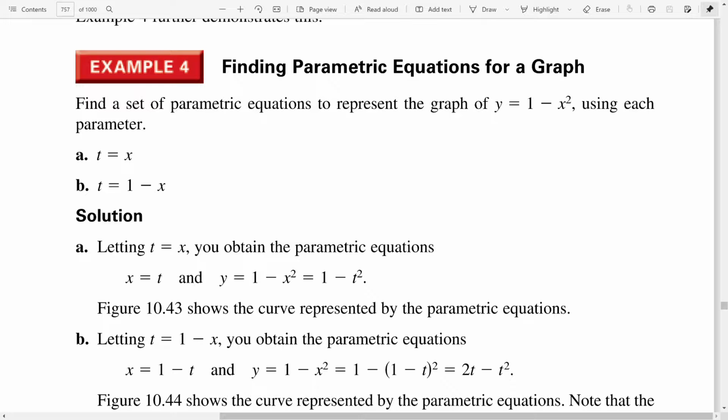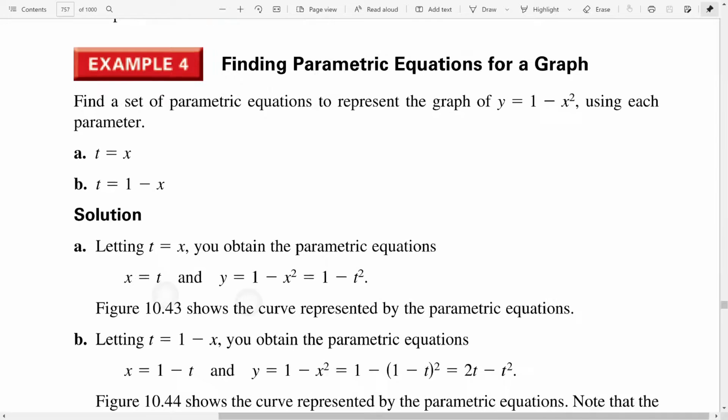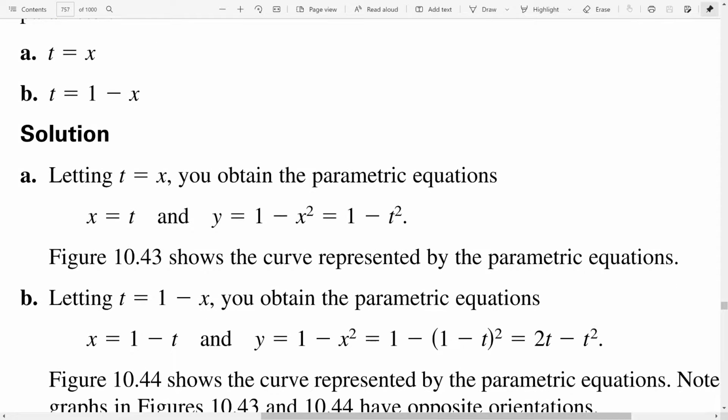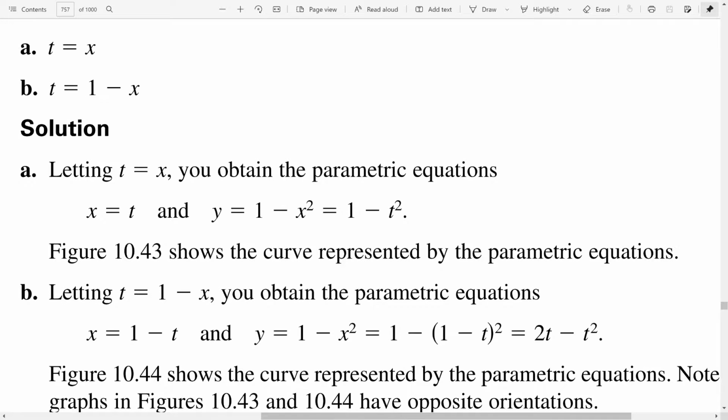equals 1 minus x. So if you notice, in the first one, if t is equal to x, then we know that x is equal to t. And then all we have to do is substitute t for the x's in our rectangular equation. So 1 minus x squared becomes 1 minus t squared. And then from there, there's nothing else to simplify, right? So those would be your two parametric equations for the equation we started with. X equals t and y equals 1 minus t squared.